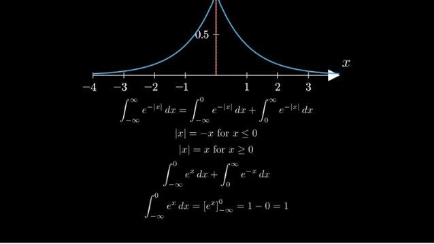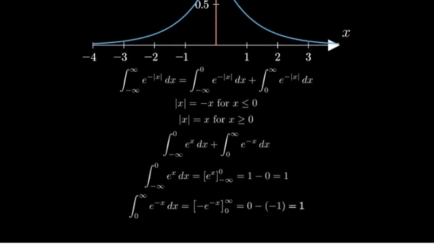Now for the second integral, the integral of e to the negative x is negative e to the negative x plus c. When we evaluate from 0 to infinity, we get 0 minus negative 1, which equals 1.